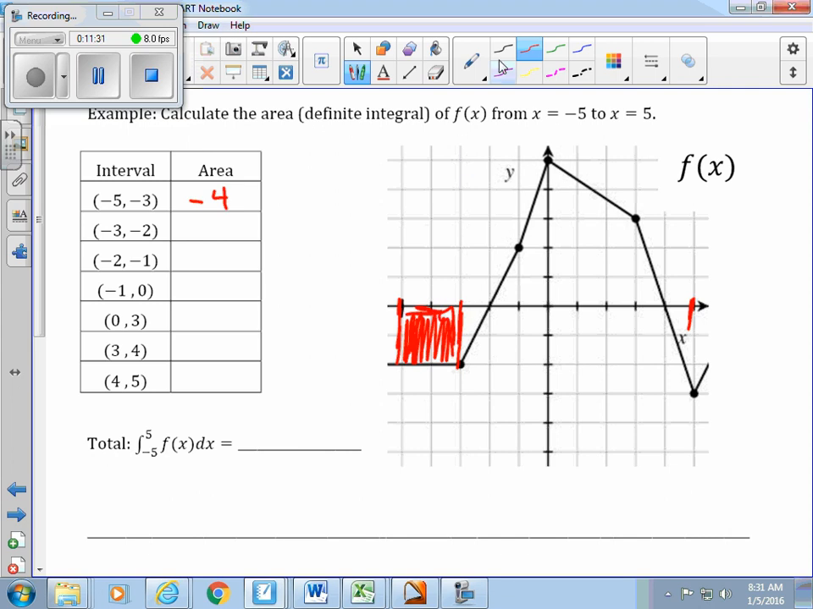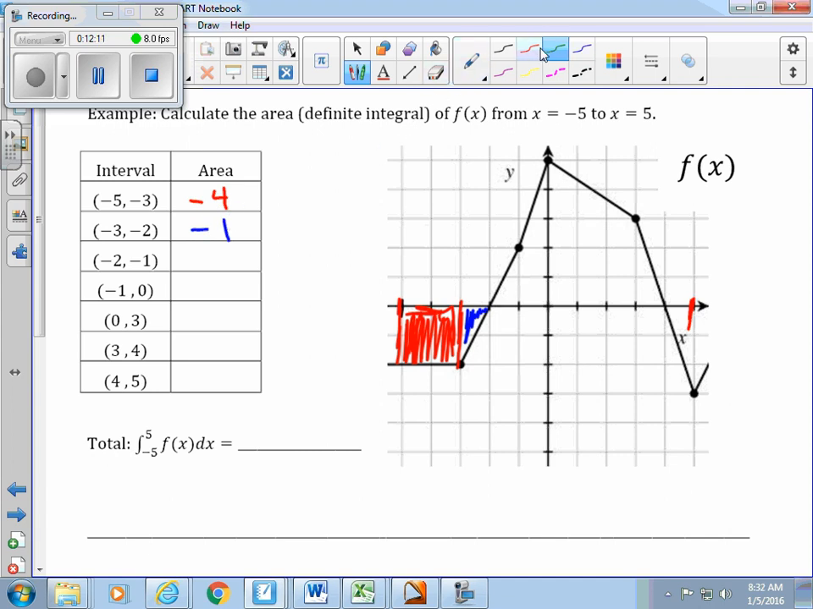So that area is -4 for this area. Why do you think it goes from -3 to -2? Why do you think it stops there? It's still below the x-axis. It makes a nice shape that we know how to find the area of. It's a triangle. We can do that. We could have been a little more clever and just done a trapezoid to begin with, but that's okay. How do you find the area of a triangle? 1/2 base times height. And what is that area? 1. And it is negative because it's below the x-axis.